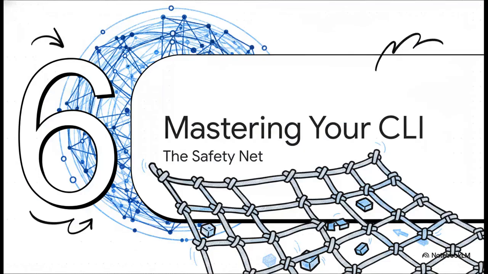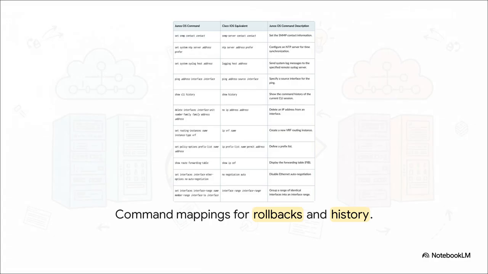And finally, Section 6, Mastering Your New CLI, the safety net. Take a look at the mapped rollback and history functions here. First off, in Cisco, if you want to remove an IP address, you use the no keyword, like no ip address. Junos just uses the delete keyword. But the real magic is in the command history. Junos actually maintains a database of previously committed versions of your software configuration, right there locally on the device.